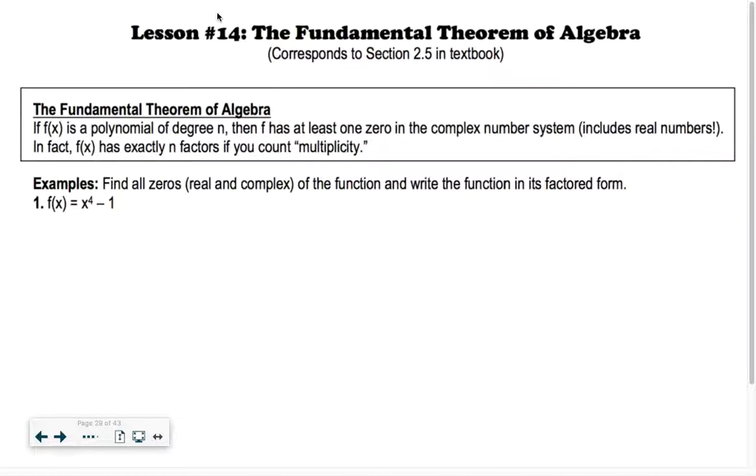Like I could have something like x minus 1 cubed. That would be 1 as an answer 3 different times, right? It could have multiplicity, but that would mean there are 3 answers, right? 1 is an answer 3 times. So that's what the fundamental theorem of algebra says.